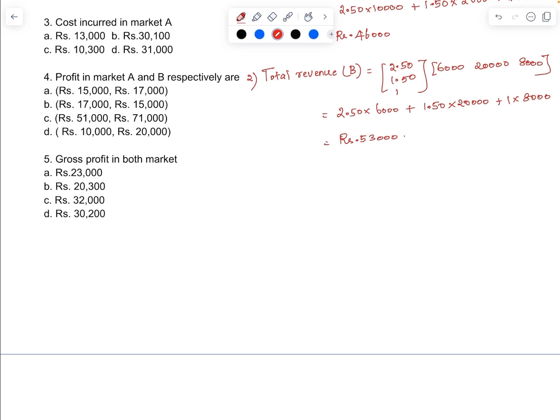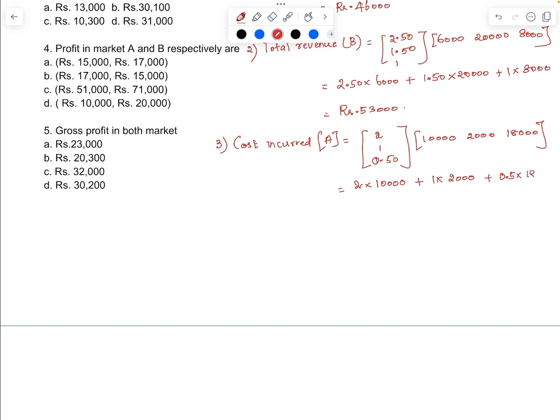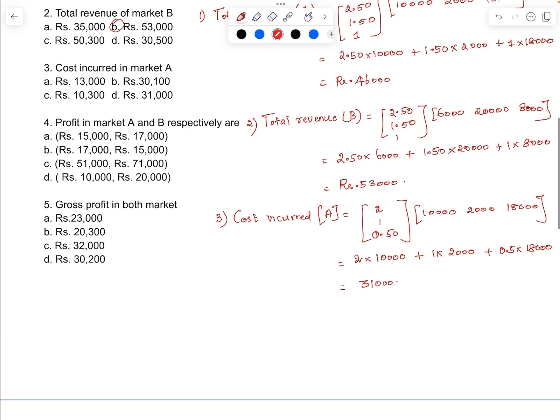Question 3. Cost incurred in market A. Cost incurred by market A is equal to the cost price matrix, which is 2, 1 and 0.50, multiplied by 10,000, 2,000 and 18,000, which is 2 times 10,000 plus 1 time 2,000 plus 0.5 times 18,000, which gives us 31,000. So the answer is D.